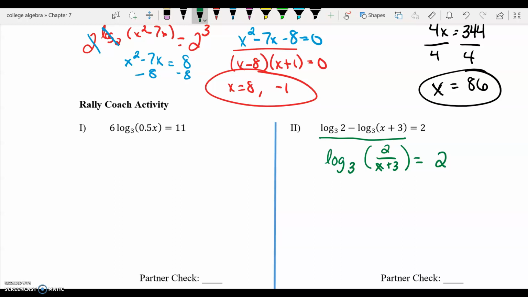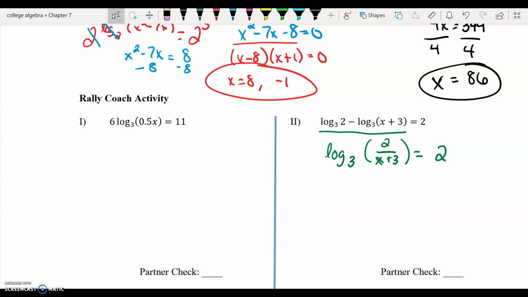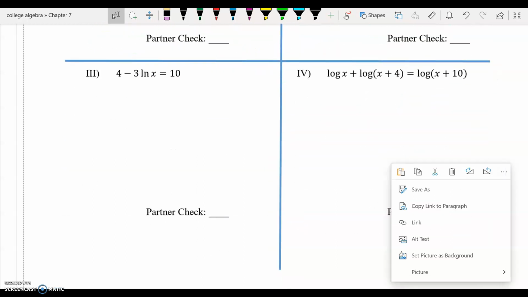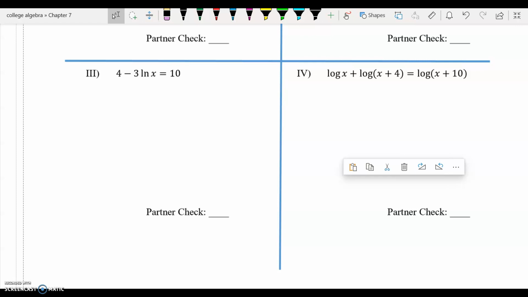All right? Again, you want to get the log by itself. So if there's something out front, you might have to divide. So those two problems, you can pause it here, solve those two, pause it here, and solve those two. That'll be the 4 problems that I want you guys to do. Submit to Google Classroom.